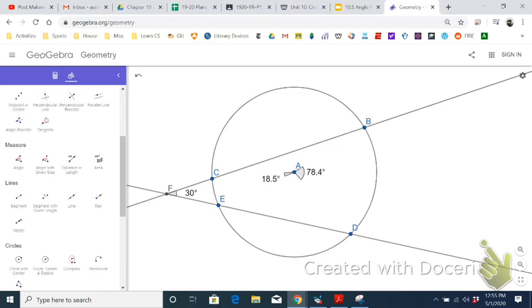Well, it's because it's this arc, so 78.4 degrees, minus this arc, 18.5 degrees. That difference is 60, and then divided by 2. So when they intersect outside the circle, instead of adding the arcs together and dividing by 2, we're going to subtract the arcs and divide by 2.